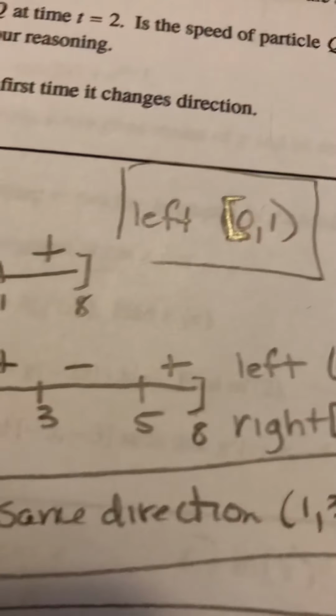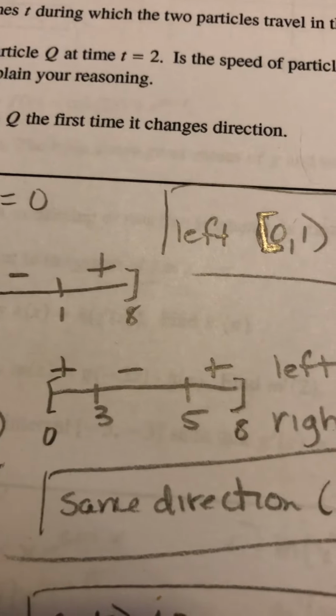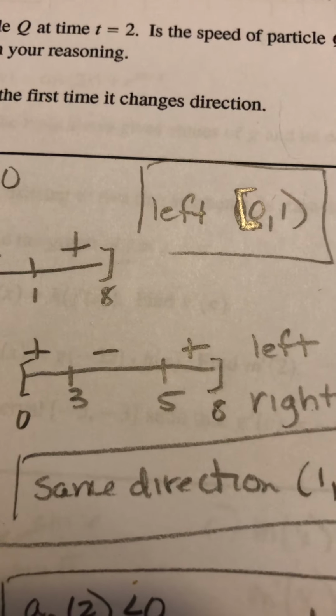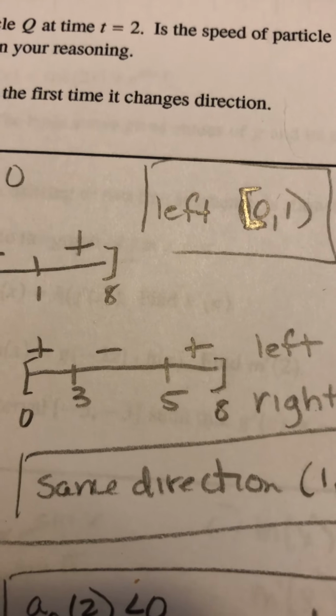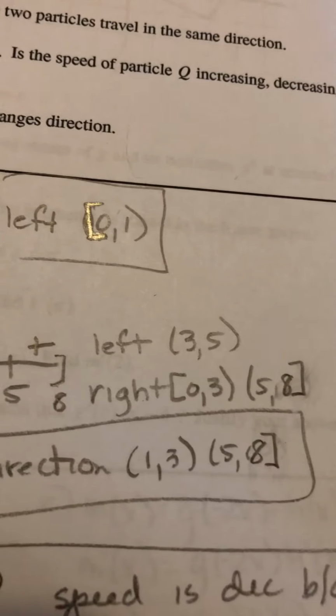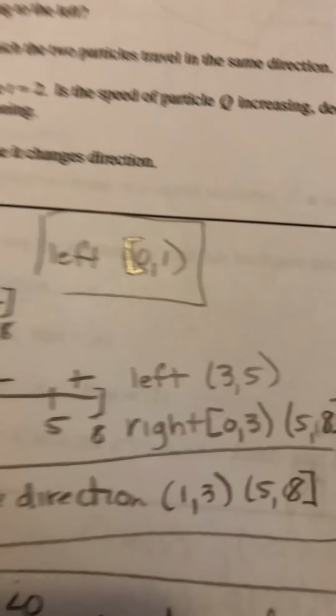From 1 to 3, they have the same sign. They're both positive, so they're moving right, in the same direction from 1 to 3. From 3 to 5, they have opposite signs. But then again, from 5 to 8, they're both positive, so they're moving in the same direction. So they're moving in the same direction on the open interval from 1 to 3.